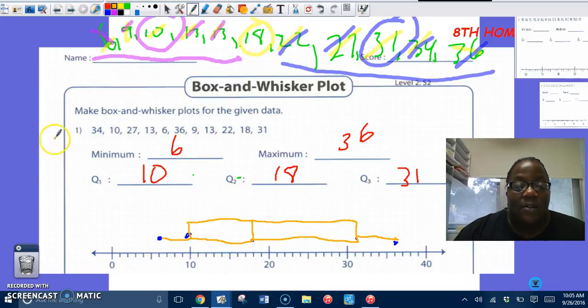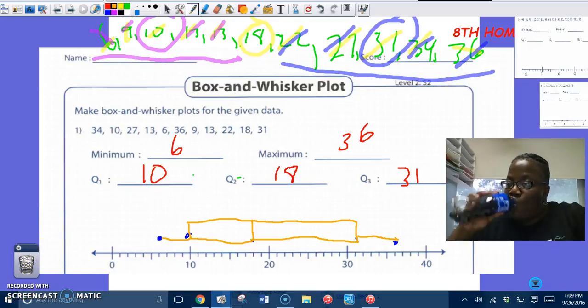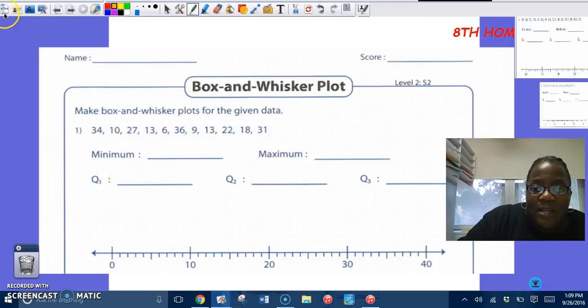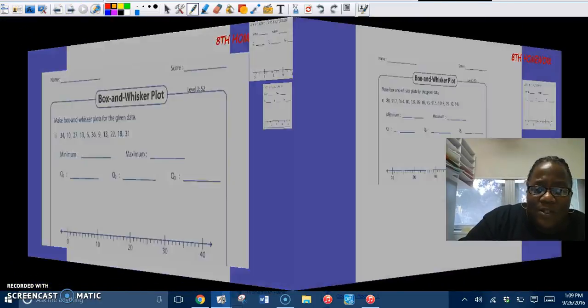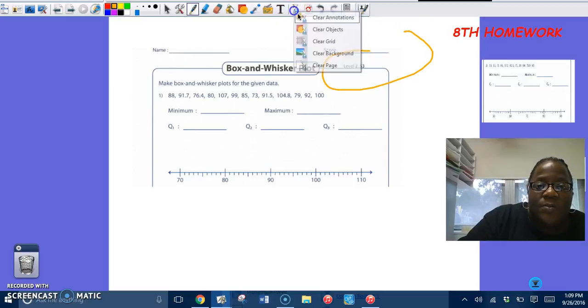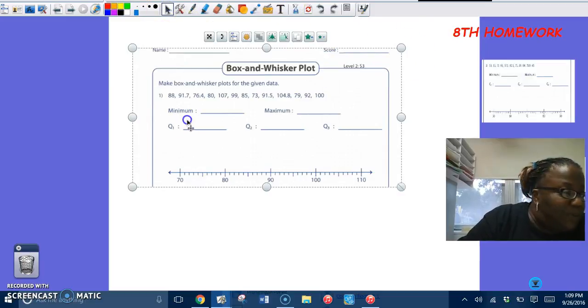All right, hold off that thought, and I will do the other one on the other side where it says S3 right here. And I'm going to do that next. All right, 8th graders, so now I'm going to work out the first problem on the second page, which is the other side of your worksheet. It should have S3 up there in a corner. And here we go.